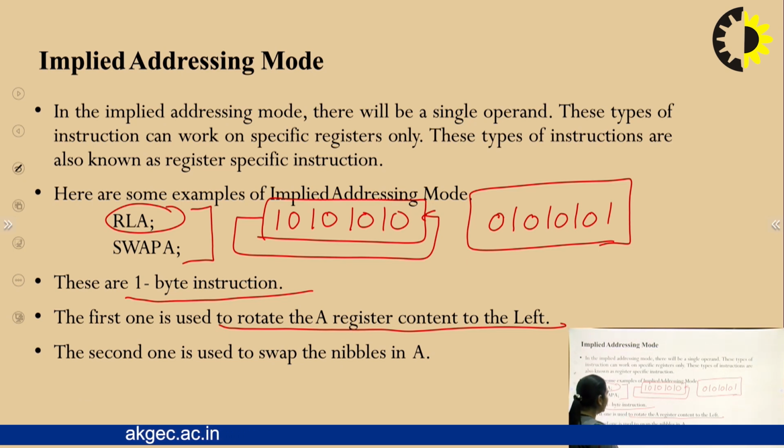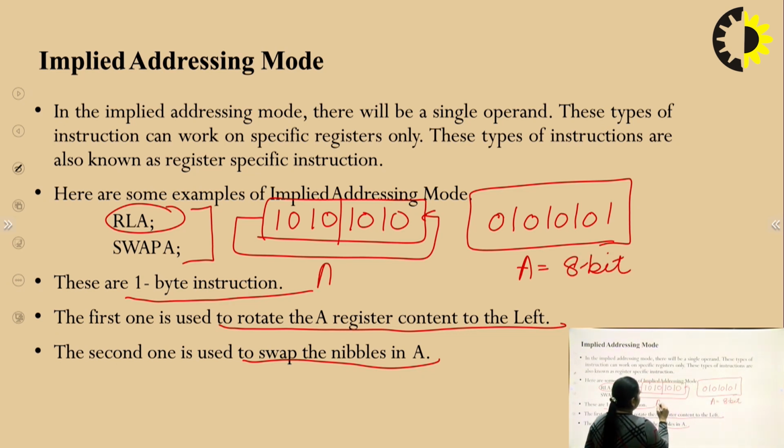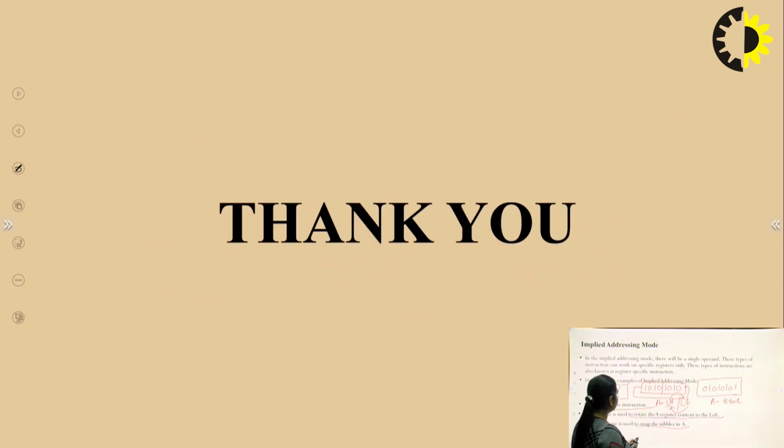Next is SWAP. In SWAP, the lower nibble will be transferred. So the lower 4 bits will be transferred to the upper nibble. So suppose these 4 bits and these 4 bits are swapped. So the accumulator's upper 4 bits and lower 4 bits are swapped. This is implied addressing mode.